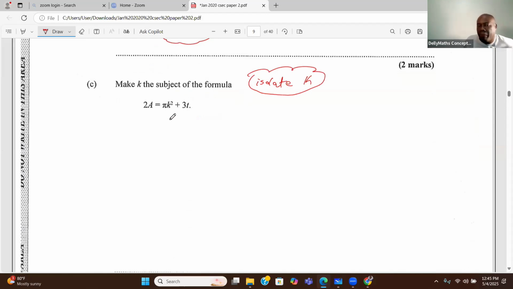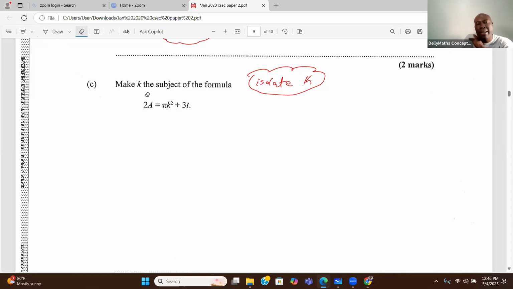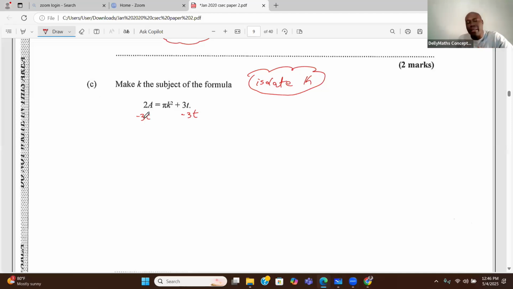It's the same principle. First thing I'll do, I'll get rid of this. So I'm getting rid of the things that are on the same side with the thing that I want. But they are farther away from it, but they're on the same side. So I'm not going to touch the pi because it is pasted onto the K. So I'll leave that for last. But definitely the positive 3t has to go. So opposite. So you got to subtract it.